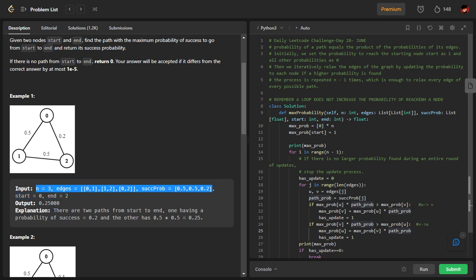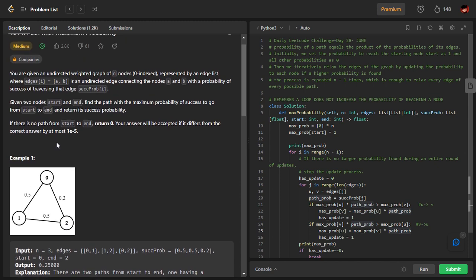Now come to the other inputs. There is a start given here. First of all, try to understand there are three nodes in this graph: 0, 1 and 2. So there will be a start node and an end node. Basically you have to start from the node marked 0, and you have to end the path at the node marked 2. You can see 2 is also here. So what we have to do, we'll see that now, but just understand these things.